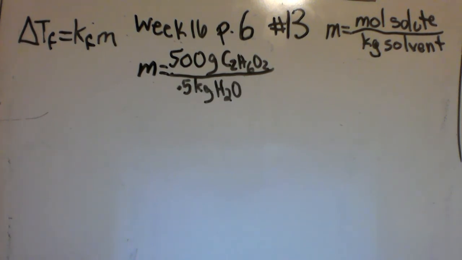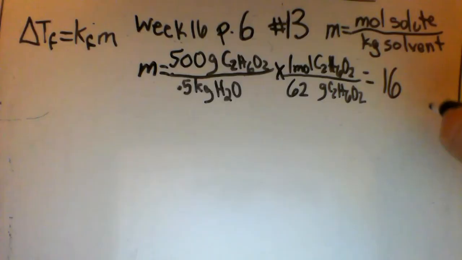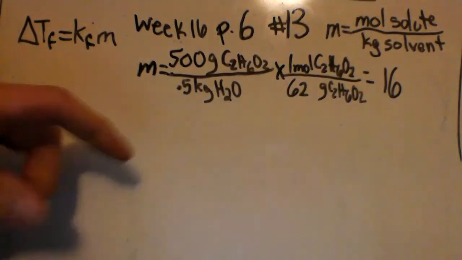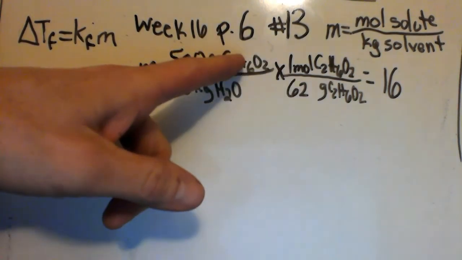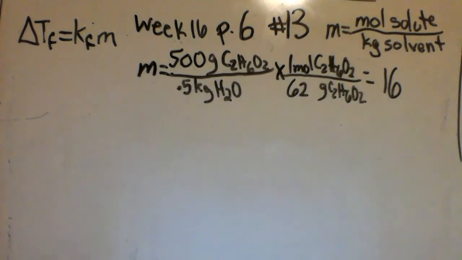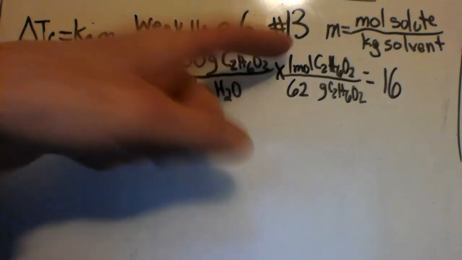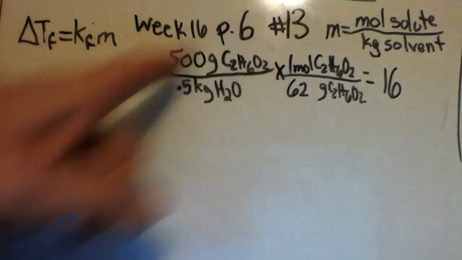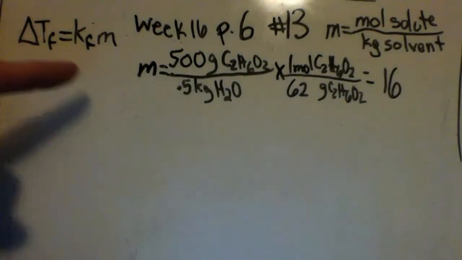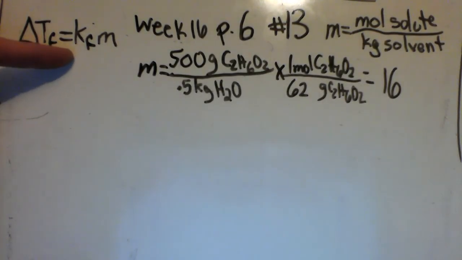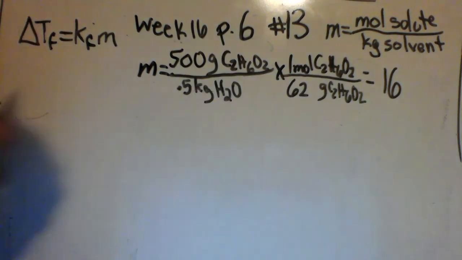Now we need to convert to moles. We divide by the molar mass of the antifreeze to convert to moles. When we do all of the math, the molality turns out to be 16. Now we can put our numbers into the freezing point depression equation in order to find out what the freezing point depression is.